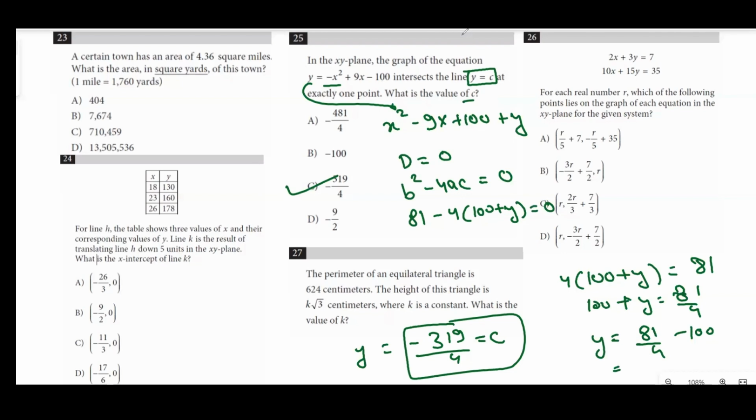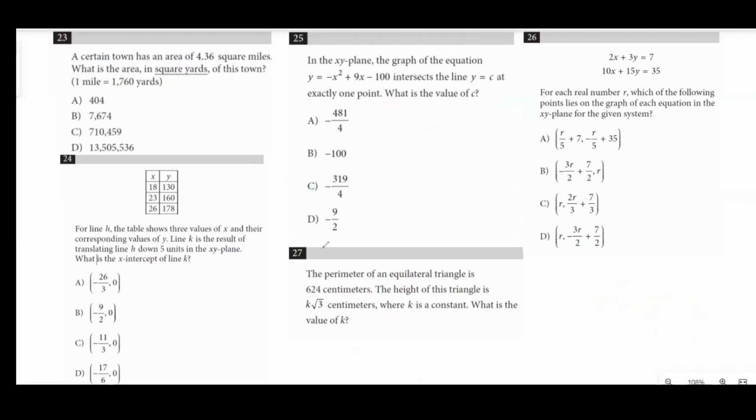Okay. Now we can move forward to the next part. That is question number 26. Question number 26 is 2x plus 3y is equal to 7 and 3x plus 15y is equal to 35. Now they have given us some points and they are asking which of the following points will satisfy the above equation. Now see, we have multiple ways to solve this question as well, but let me tell you the direct approach to solve this question.